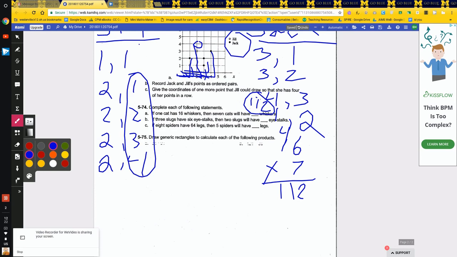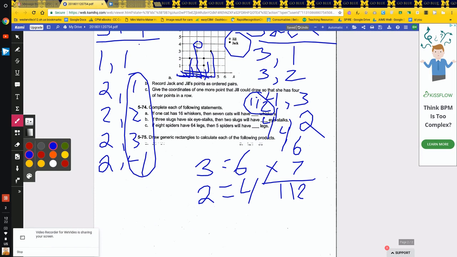If 3 slugs have 6 eye stalks, so think of it as this. 3 slugs have a total of 6 eyes. Then 2 slugs would have a total of 4 eyes. All right. I kind of thought of them as humans then.